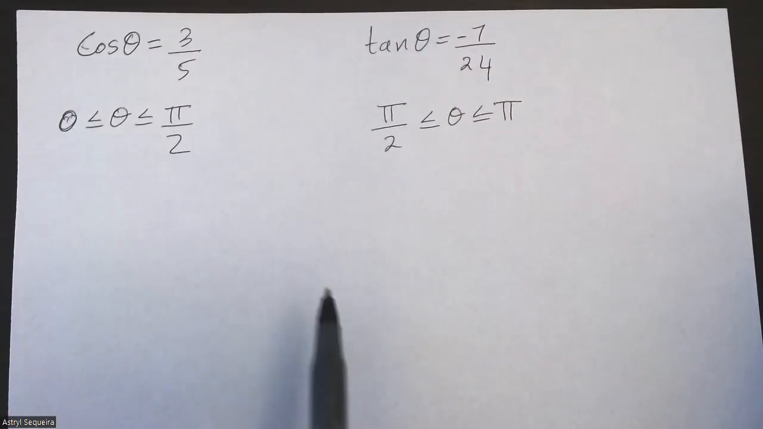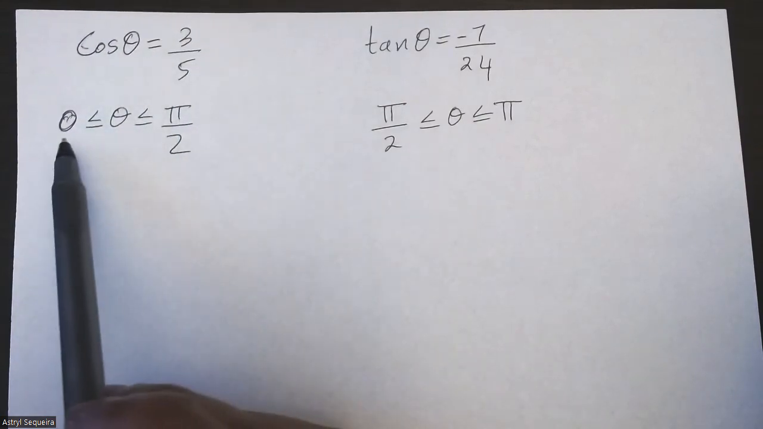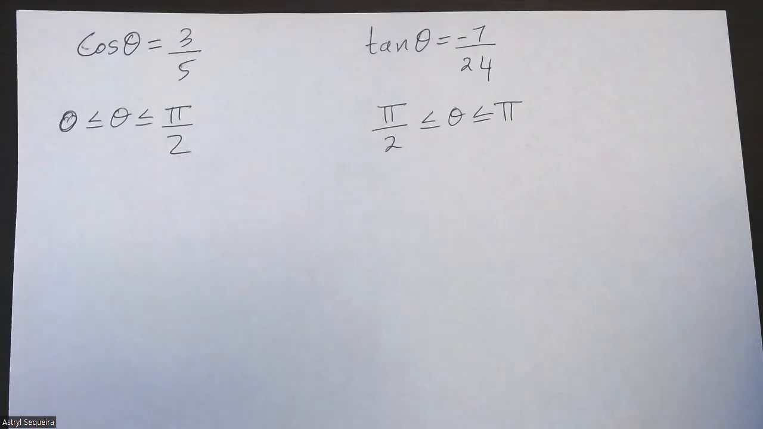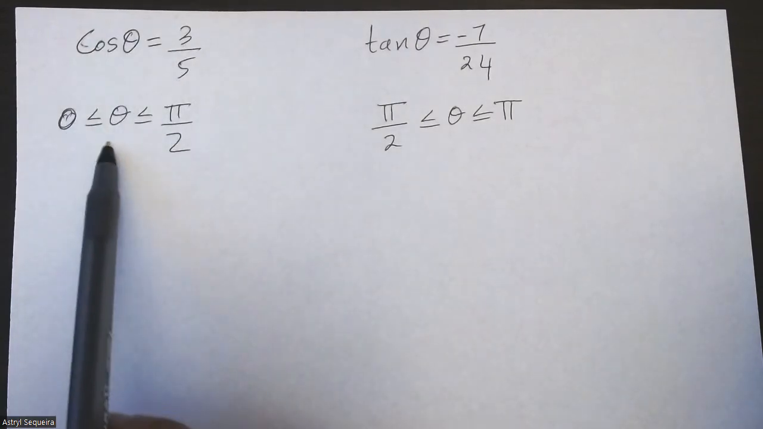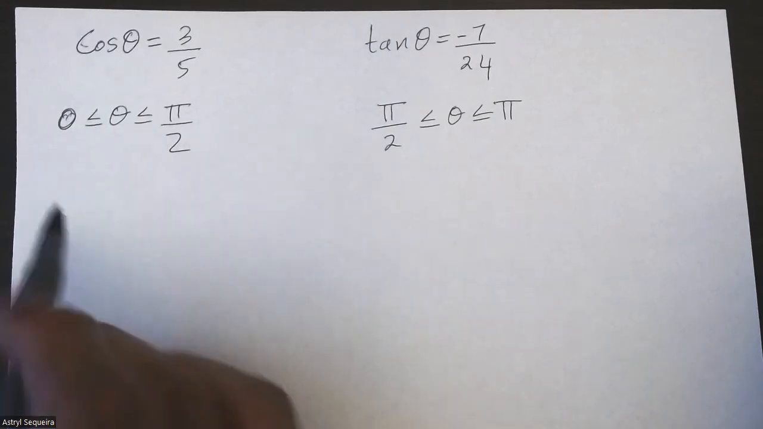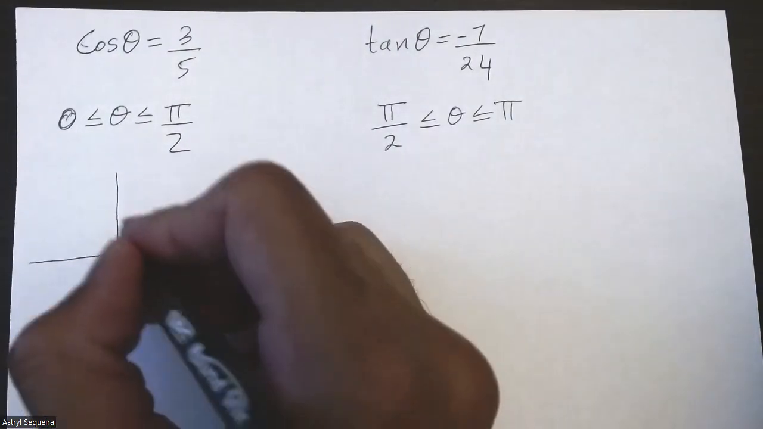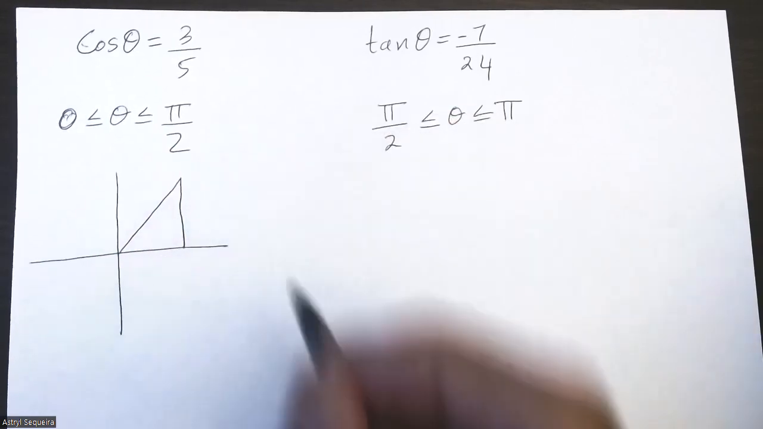All right, so in this problem here, we're given cos theta is 3 over 5 and theta is between 0 and pi over 2. And we need to find sine 2 theta, cos 2 theta, and tan 2 theta. Now, given this information, the first thing we want to do is draw it in the correct quadrant. So we know that between 0 and pi over 2 is basically in quadrant 1, and we want to draw a triangle over here.